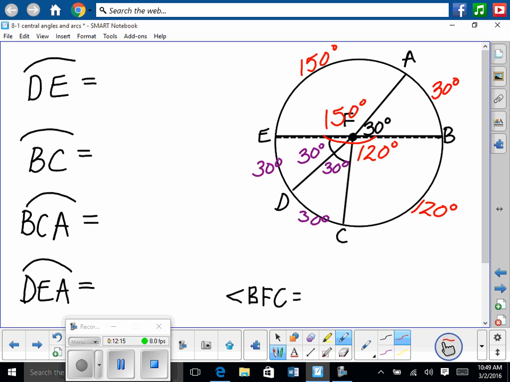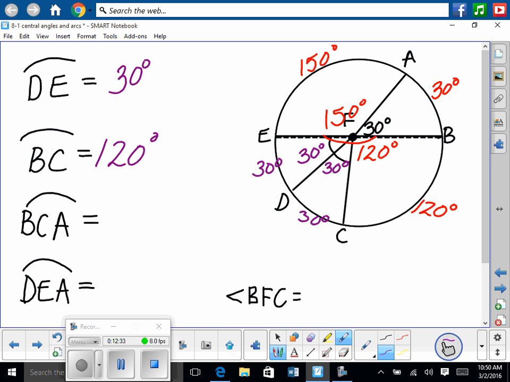So now that we've filled in our circle, we can answer all these questions. Let's answer it. What's our D to E? Follow it in that order. From D to E, 30 degrees. What's our B to C? B to C, 120 degrees. What's our BCA?